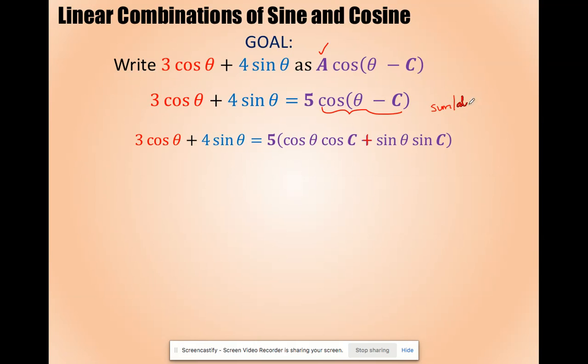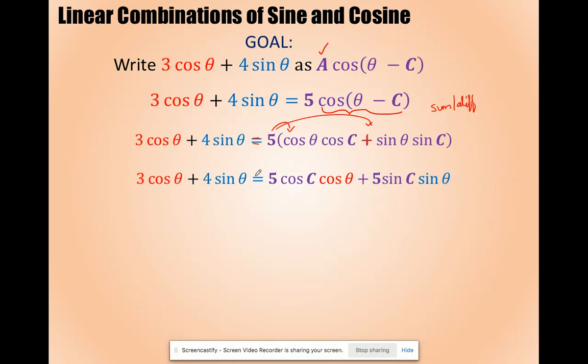I use my sum difference here. Now notice that I've got a cosine on the left. Nope, I have an equal sign. 3 cosine theta plus 4 sine theta. All I've done is distribute the 5 here, and I've highlighted cosine theta in red and sine theta in blue to match here.